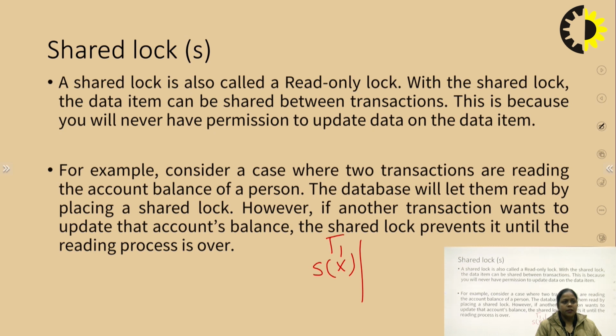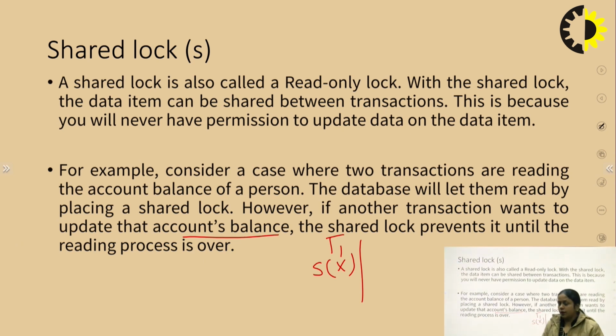The data item can be shared between transactions. This is because you will never get permission to update the data. So when you have the shared lock on the data item, you cannot update or write the data item. For example, consider a case where two transactions are reading the account balance of a person. The database lets them read by placing a shared lock. Okay. However, if another transaction wants to update that account balance, the shared lock prevents it until the reading process is over.